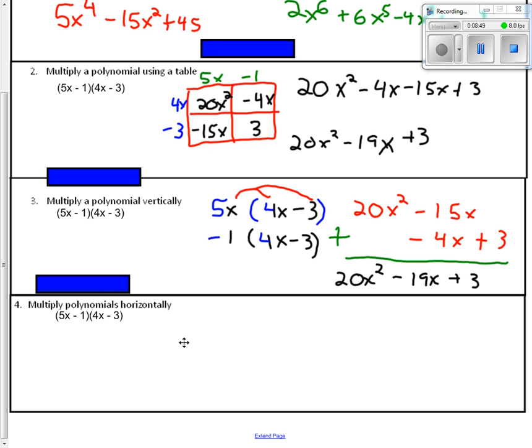So I want to start the exact same way. Again, I'm taking this first term here and multiplying it into both of those. So I have 5 times, and I'm going to write what I have here, that 4x minus 3. But since we're going horizontal, we're going to go straight across. So I've got minus 1, and then I'm going to rewrite that 4x minus 3 again. What this is called is double distributing. So I'm distributing 2 times, hence the word double.